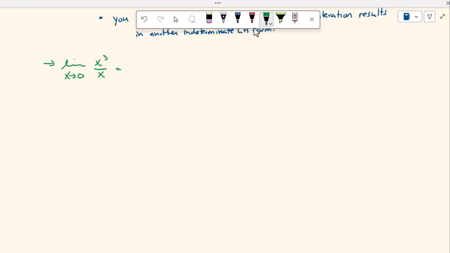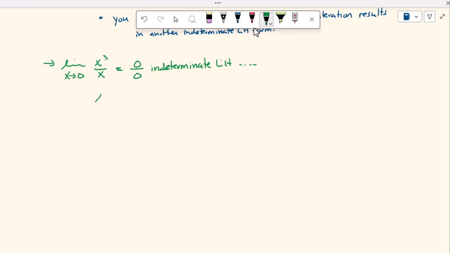So if we go ahead and take the limit as is without rewriting first and plug 0 in, 0 cubed is 0, x is equal to 0. So 0 over 0 is indeterminate L'Hopital's. That's one of my indeterminate L'Hopital's forms. So what I'm going to do here is to go ahead and apply L'Hopital's.